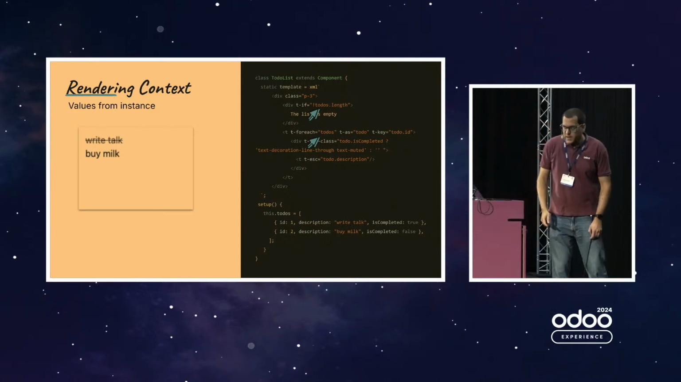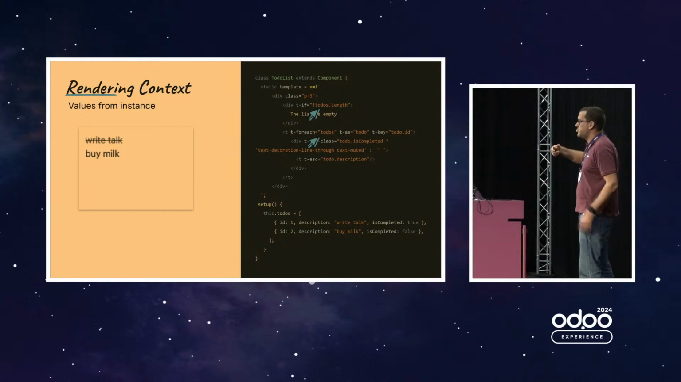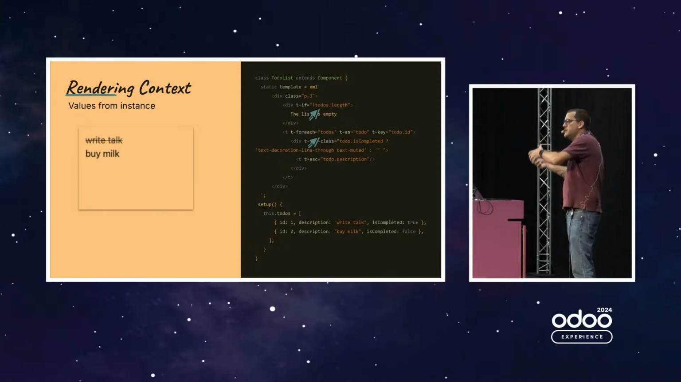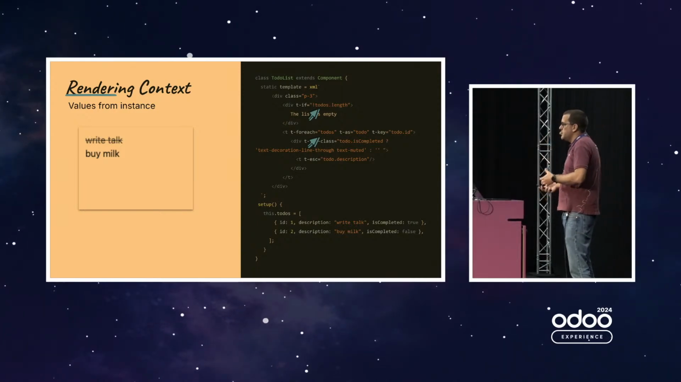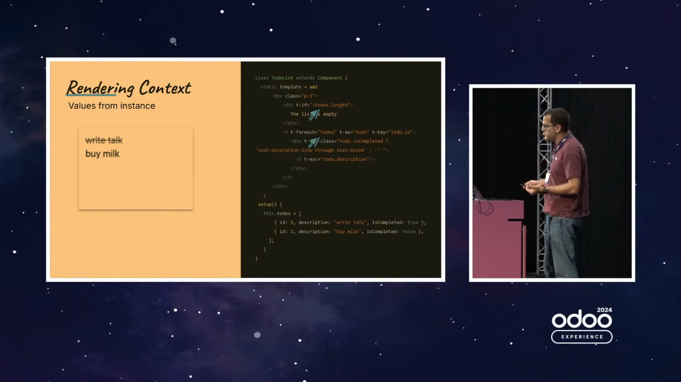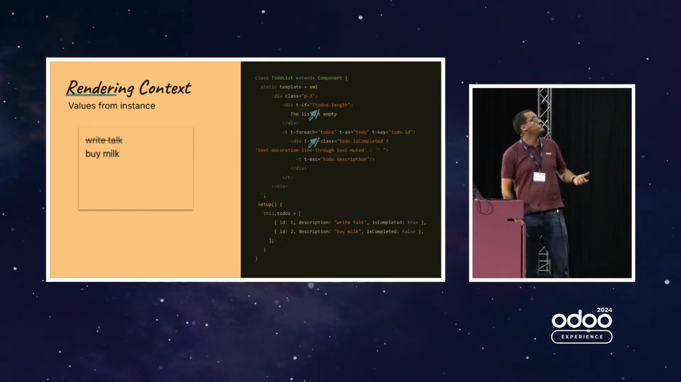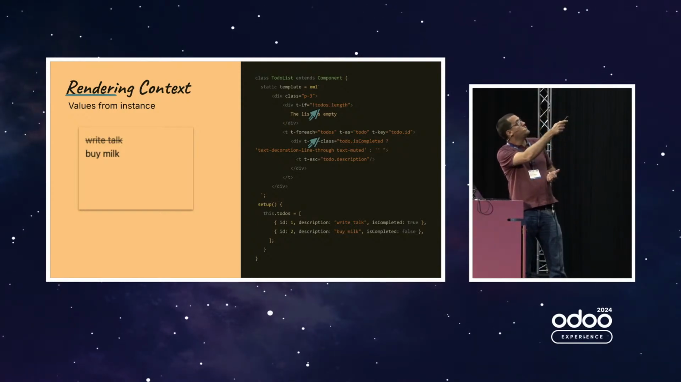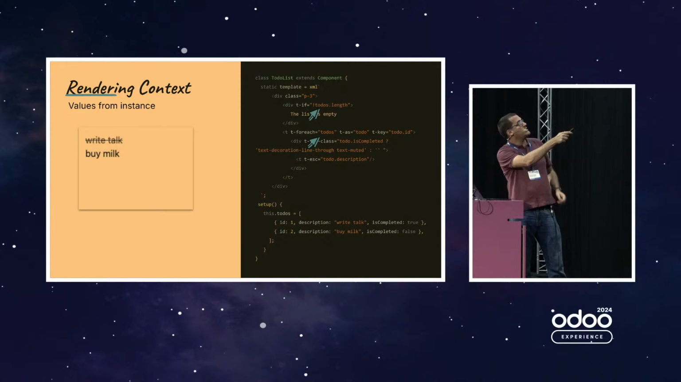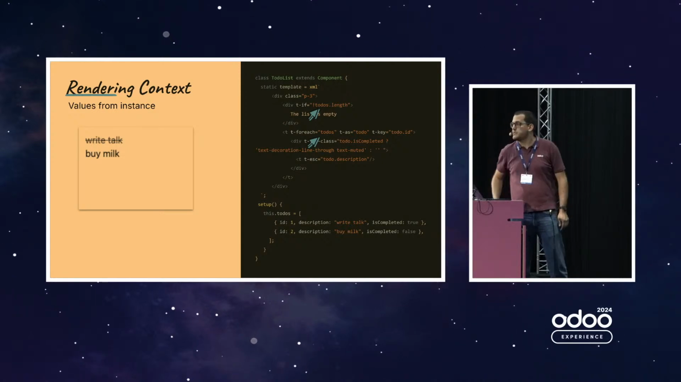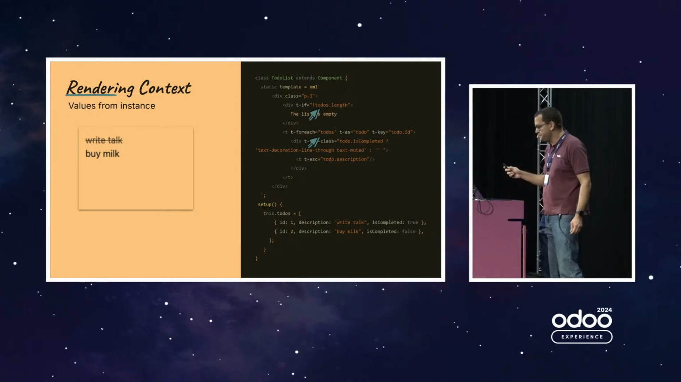We also have access from the XML template to the JavaScript part. We have a rendering context, so the XML part can have access to the values from the instance. Here you use todos directly, and you can check todos is the list that I created in the JavaScript part.